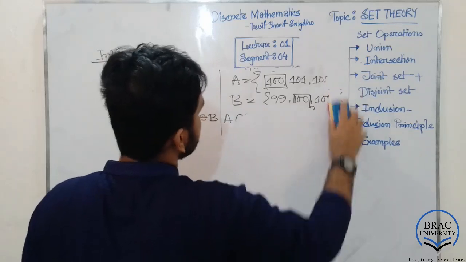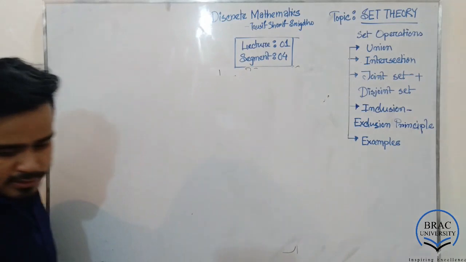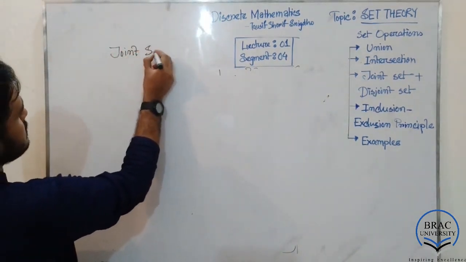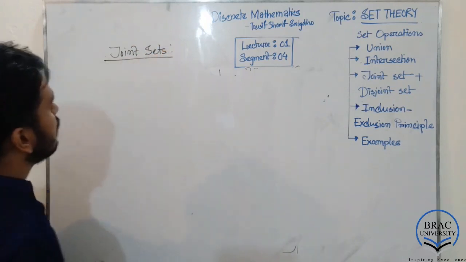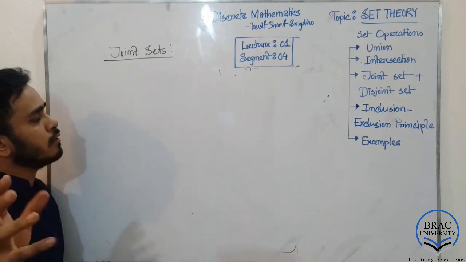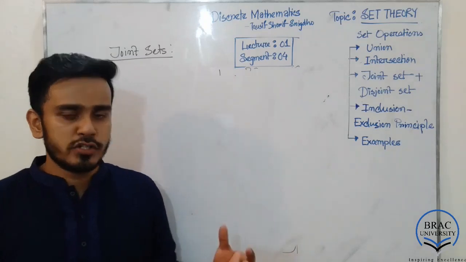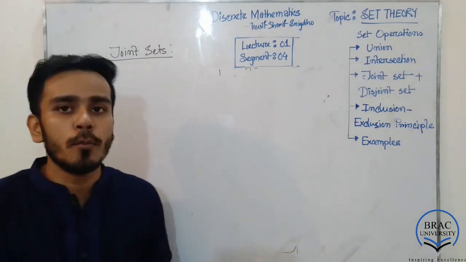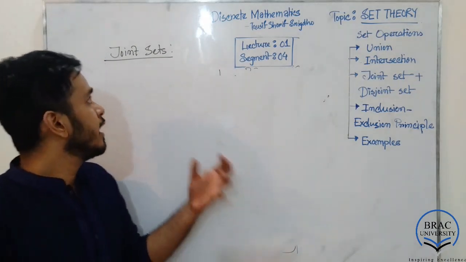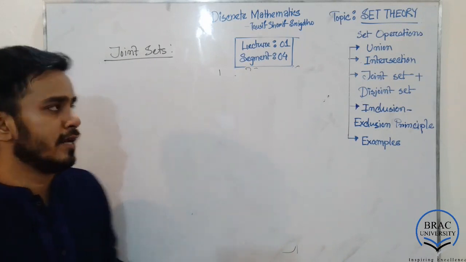Now we will discuss the next topic, that is, joint sets and disjoint sets. So, joint sets. Okay, from the name we can say that joint sets are those sets which share some common elements between them. The sets which have some shared elements are known as joint sets.